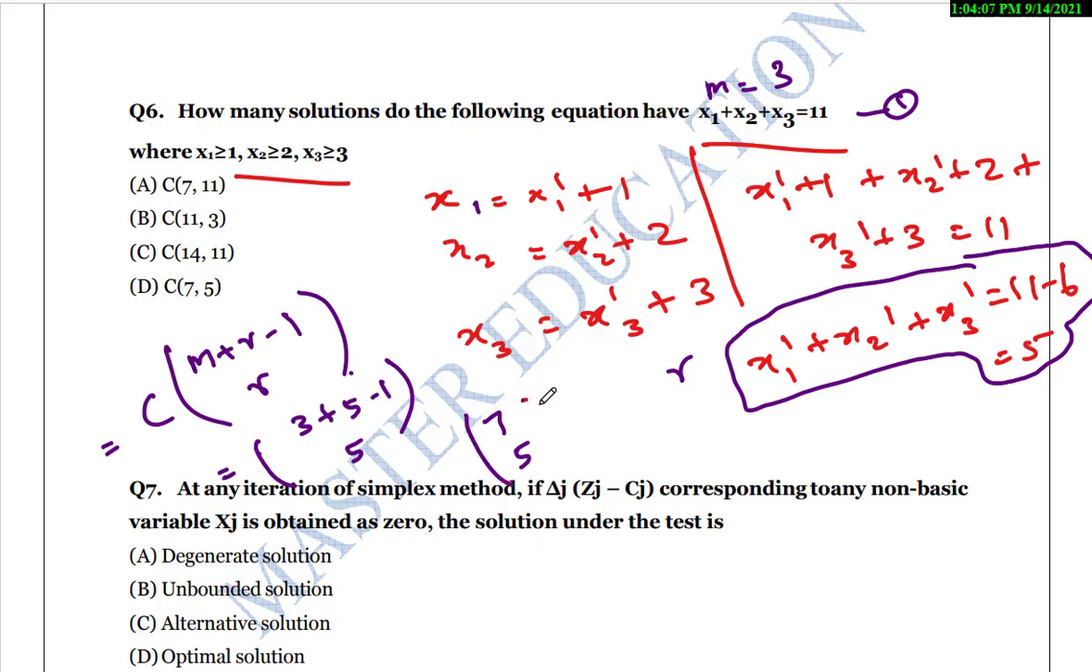So 7C5. This is called 7C5. If they ask for the value, you can find it using n factorial divided by r factorial times n minus r factorial. You can find the value also, but they asked only up to this. So option D, C of 7, 5 is the answer.